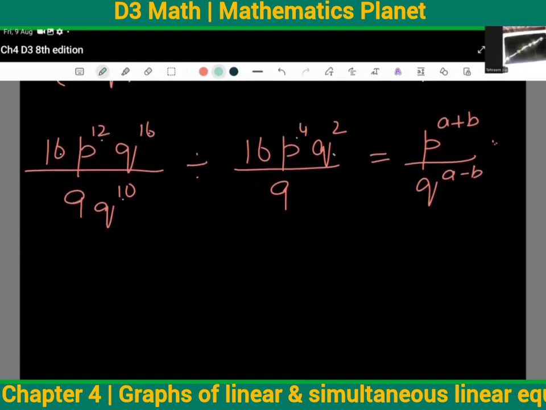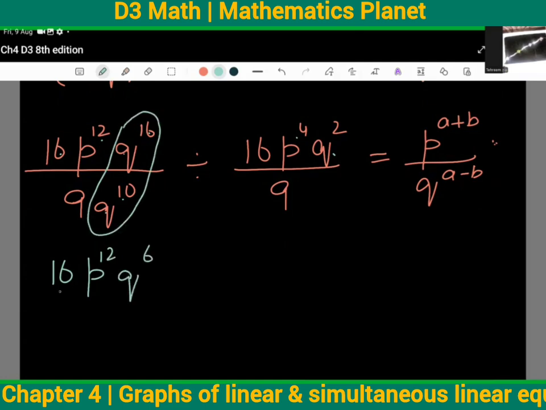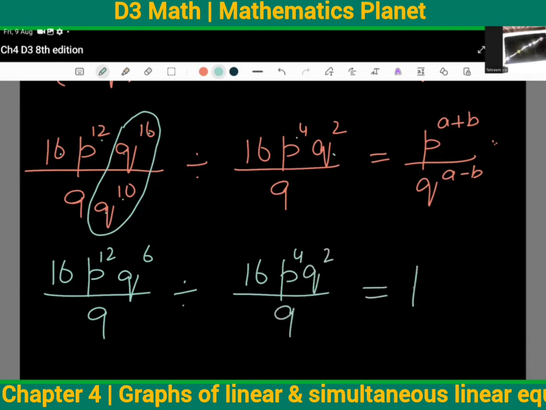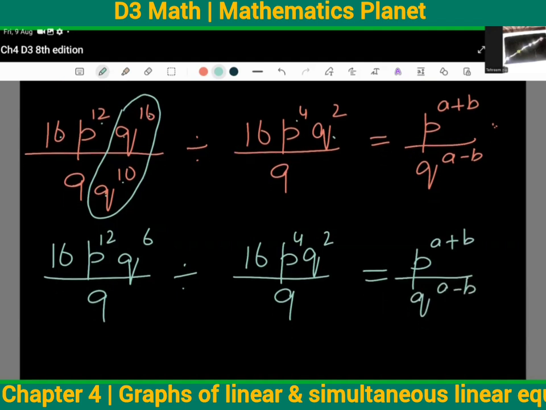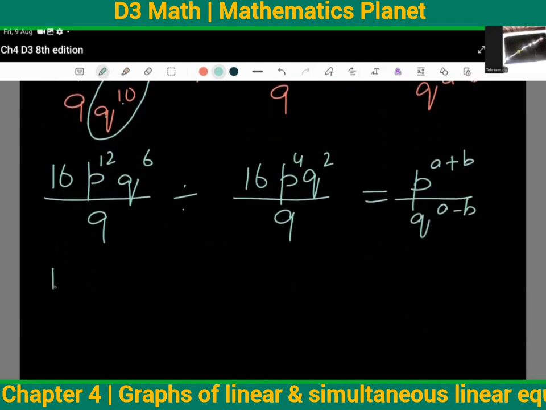Okay. Now in the next step, obviously we will solve them. So it would be 16 p^12. We can solve q, right? Because bases are same, powers are different. So we can write 16 minus 10, which will be 6, divided by 9. Here we can write 16 p^4 q^2 divided by 9, which is equal to p^a plus p q^a minus. Now in the next step, we're going to change division into multiplication.